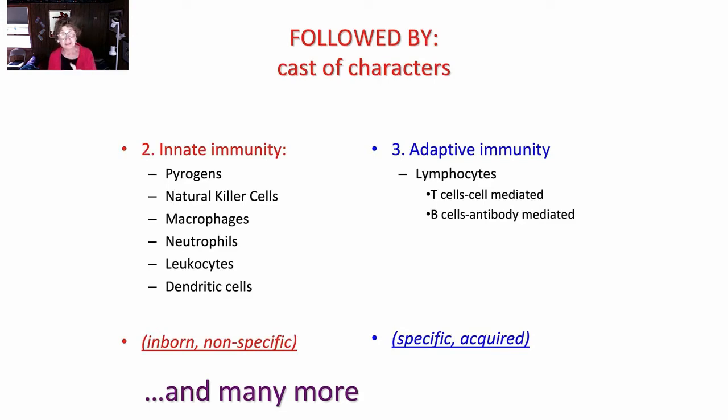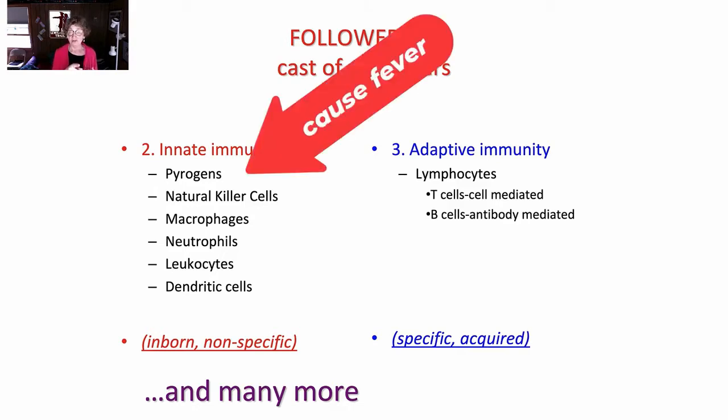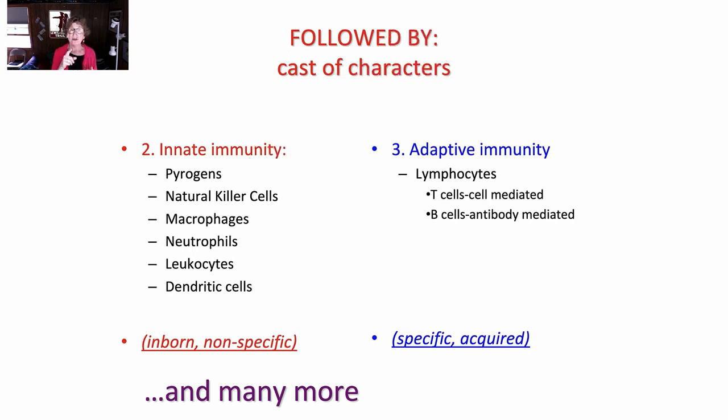After this first line of defense, if those pathogens have gotten through those physical and chemical barriers, then we have the innate immune response and the adaptive immune response. The innate or inborn immune response, what we're born with, includes what are called pyrogens, which generate heat, like a pyromaniac. These cause fever. Fever is an immune response to a pathogen.